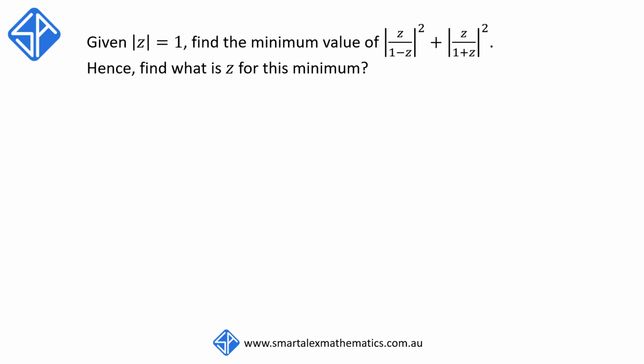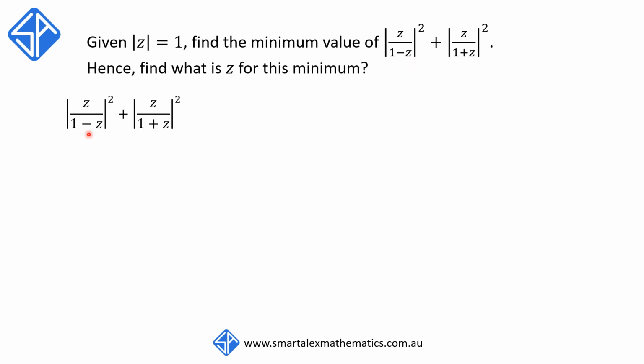In this question, we're given the complex number z with mod z equal to 1, and we want to find the minimum value of this expression, and then find the value of z for which this minimum value exists. So we're going to begin with this expression here.